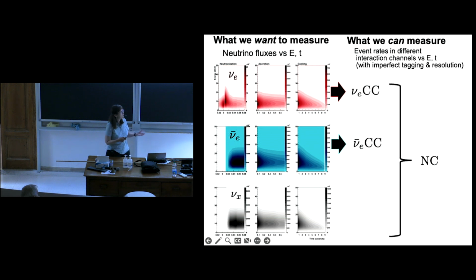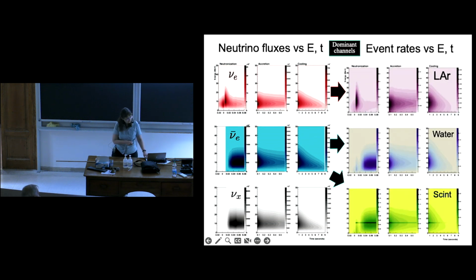And detectors are imperfect. They have imperfect channel separation and imperfect resolution. So our access to nu e's is via charged current nu e channels, to nu e bars is via nu e bar charged current channels, and then all of them are sensitive to neutral current. And so these are the categories that we actually measure. And here are examples. Now this is the cross sections convolved with the fluxes to give the same plot in different detectors, where what I'm plotting here is event rates of observed events.